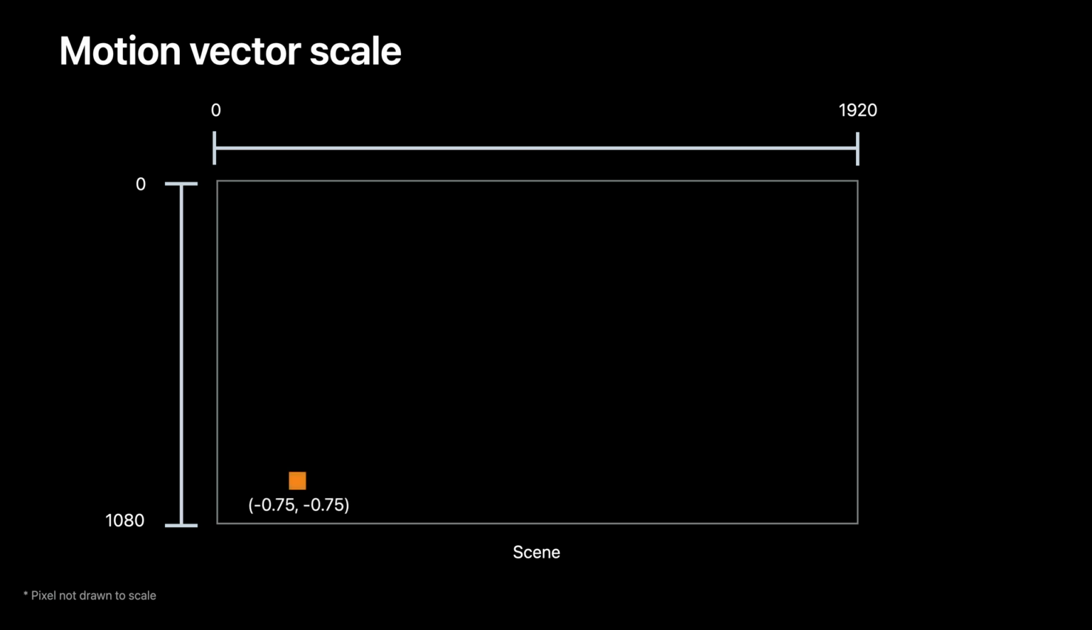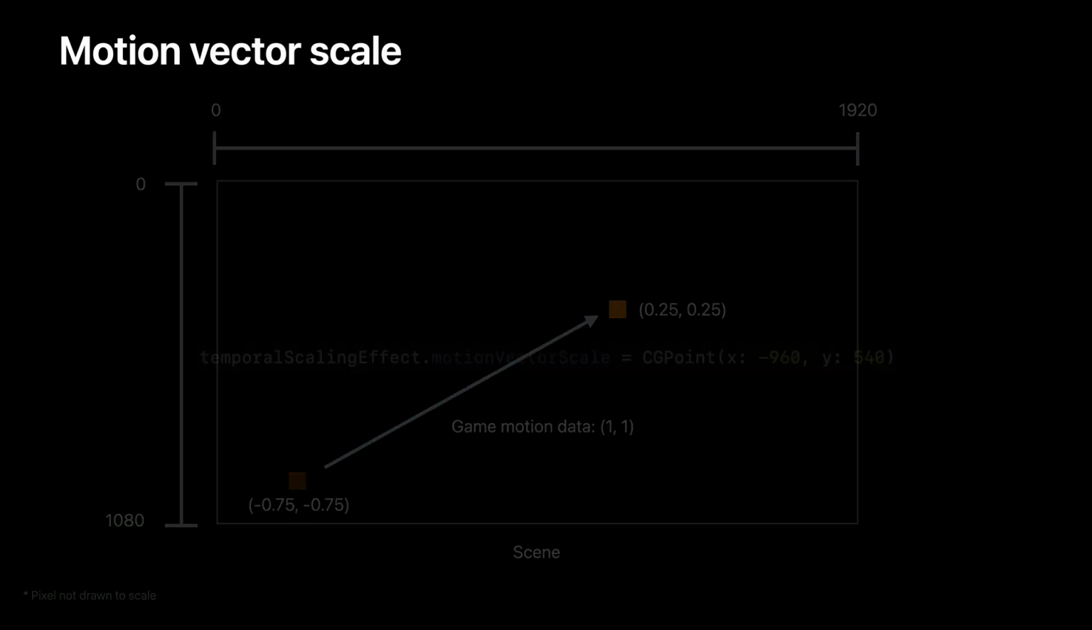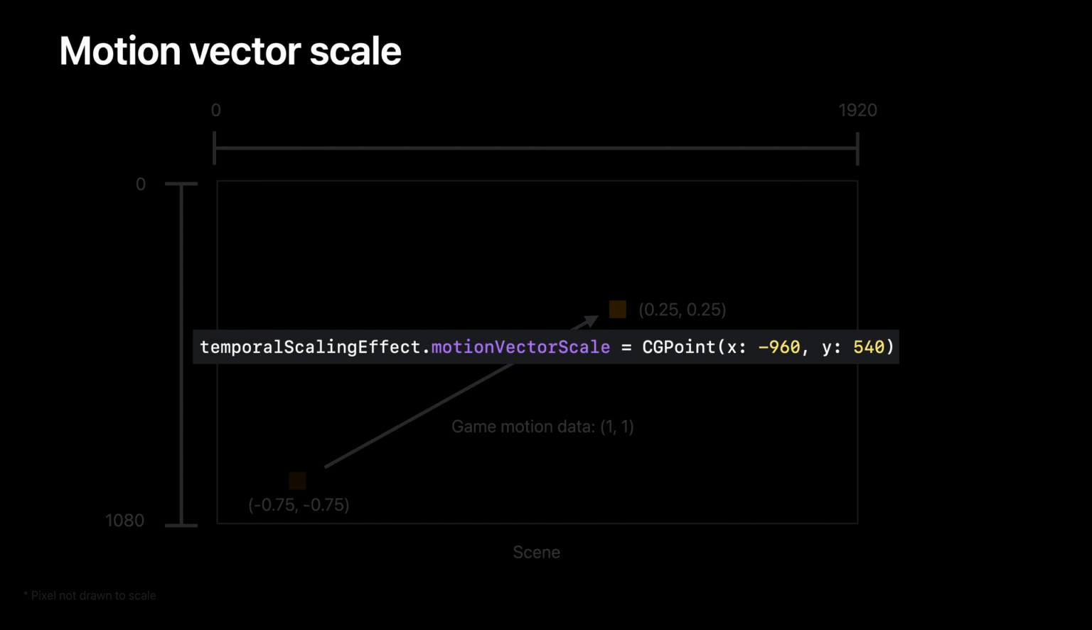Suppose you have an object that moves from clip space coordinate -0.75, -0.75 to clip space coordinate 0.25, 0.25. The motion data is stored as 1, 1. Set the motion vector scale property to -960, 540 so that MetalFX can interpret your game's motion data correctly.